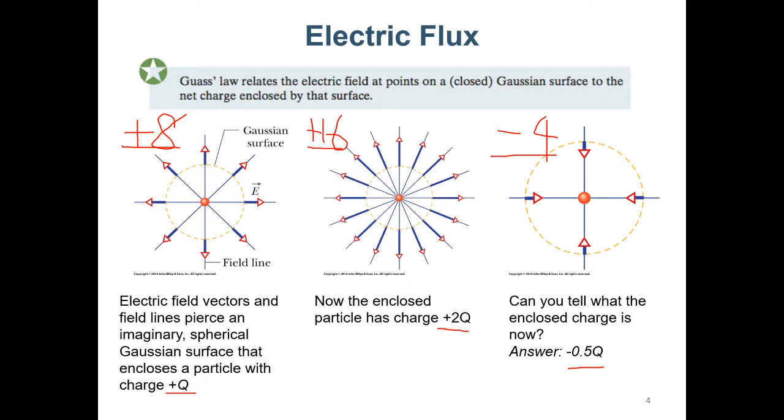So the point here is that we can try to count the number of arrows that intersect with the imaginary circle. This is imaginary. It does not really exist. We just imagine there is a circle there, and we try to count the intersect points between the circle and the electric field lines. Then we find that the ratio between the number of intersect points and the charges is the same.